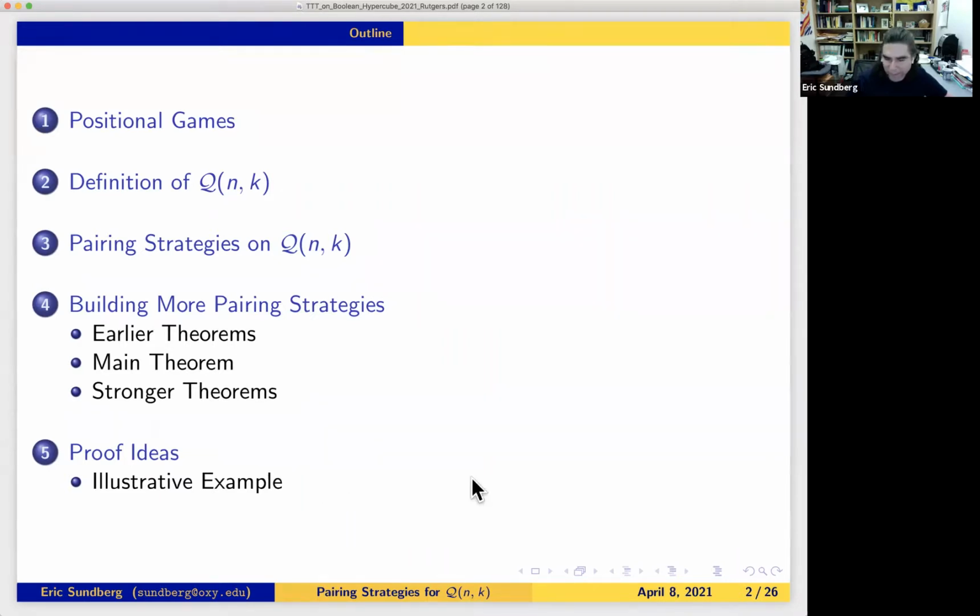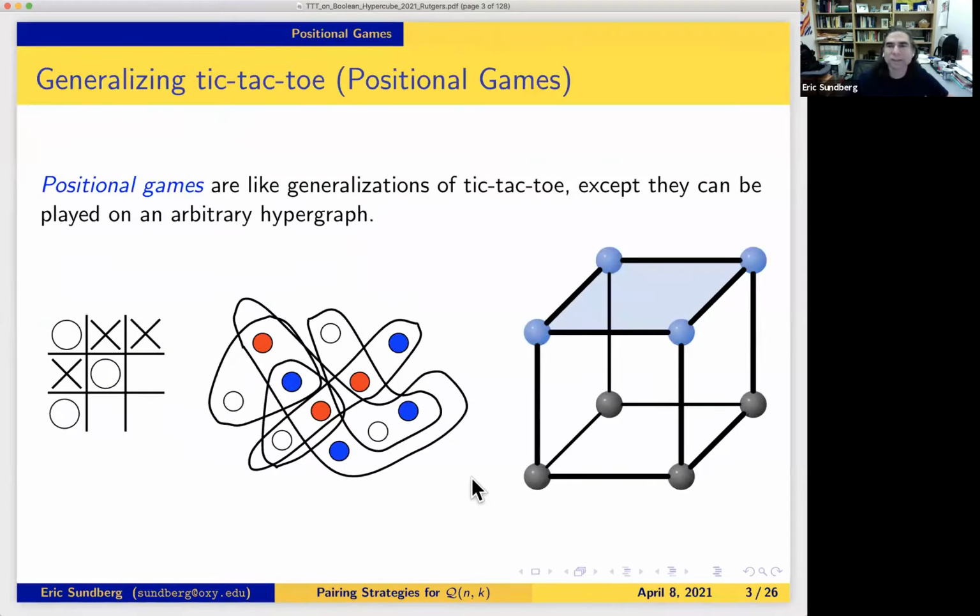Then after that, we'll talk about the ideas behind the proof of the main theorem, and we'll do that through an illustrative example. All right, so positional games are like generalizations of tic-tac-toe, except they can be played on an arbitrary hypergraph like this one here in the middle. And what's going on is there are two players and they're taking turns occupying previously unoccupied vertices, and they're both racing to be the first player to occupy all of the vertices of one of the edges in the hypergraph.